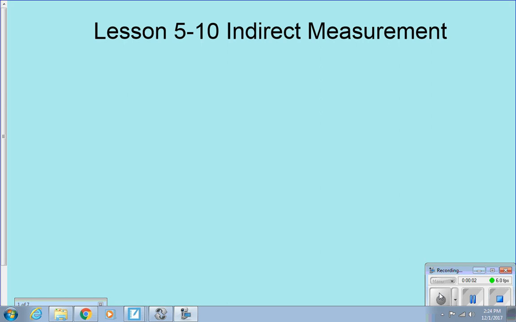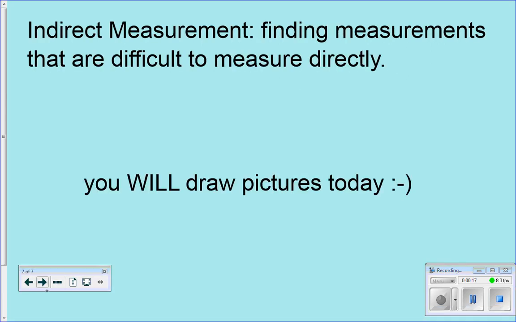Indirect measurement. How many of you have ever stood in the sun and looked at your shadow before? Okay, so that's what we're going to be dealing with today. We're going to deal with things that are hard to measure, and that would be considered an indirect measurement. Your shadow would be kind of hard to measure. And did you know that your body and your shadow are actually in proportion?